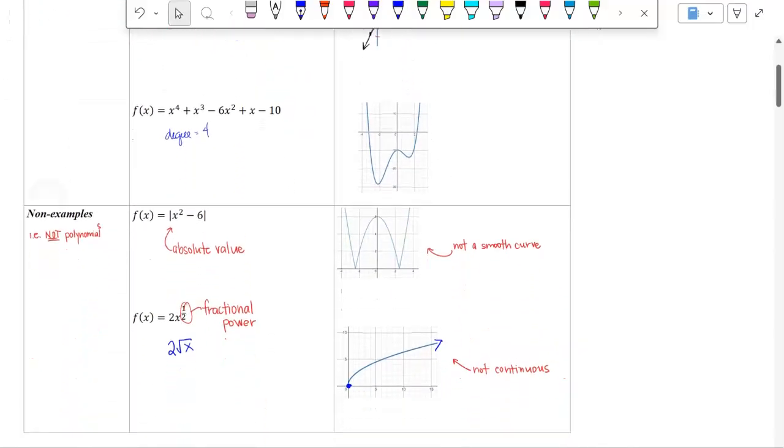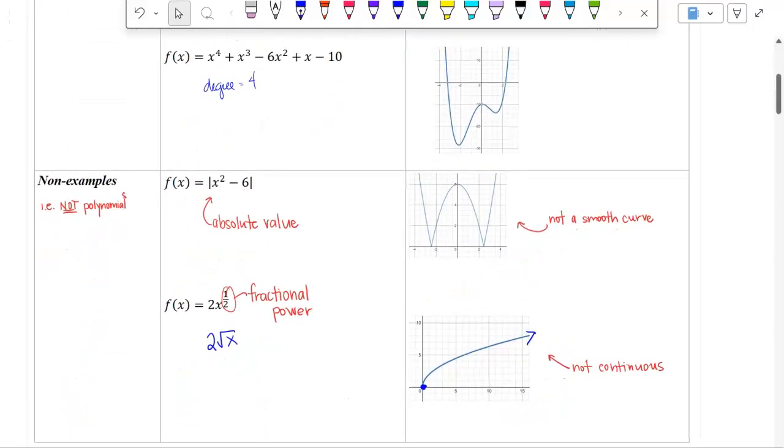Okay, but now let's look at some examples of not polynomials. Here, we've got the absolute value of x squared minus 6. So it's got an absolute value, and that should already clue in that maybe this isn't a polynomial because it's something a little bit different. When this is actually graphed, we see it is continuous, but do you see how it has these sharp turns right here? So it's not smooth if we look at the overall graph.